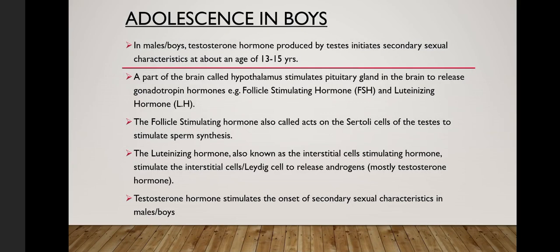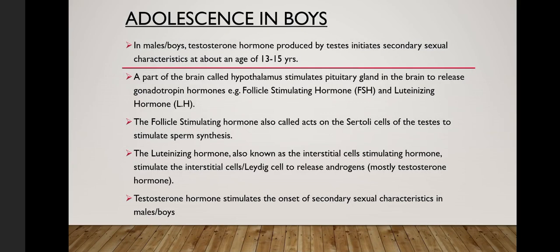Now, when the hypothalamus stimulates the pituitary gland, it will release two gonadotropin hormones. One of those gonadotropin hormones, we are calling it follicle stimulating hormone, and the other one is called luteinizing hormone. Once the follicle stimulating hormone has been released by the pituitary gland, it will move to the testes and it will stimulate the cells that we are calling Sertoli cells to start producing sperms in a process we call spermatogenesis.